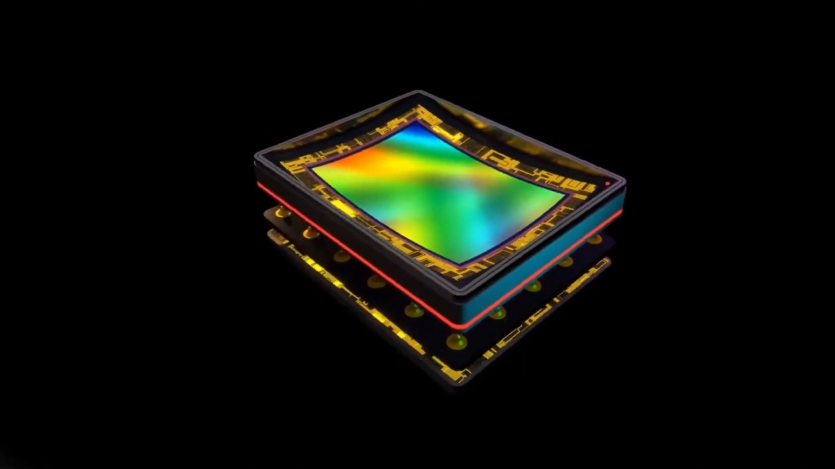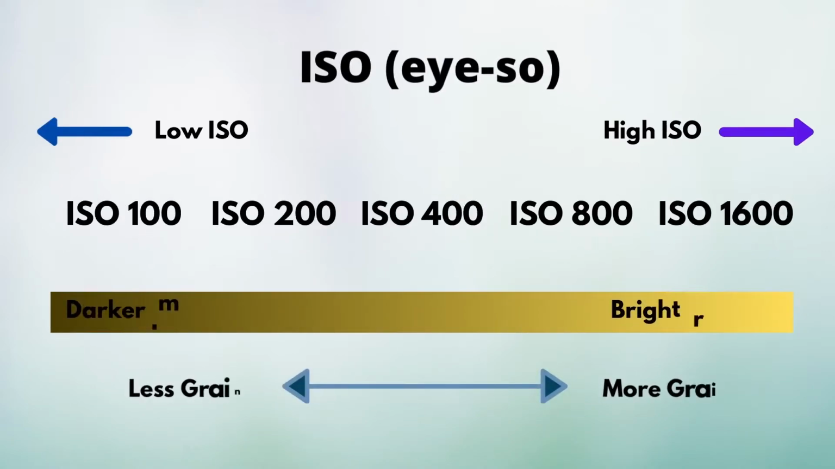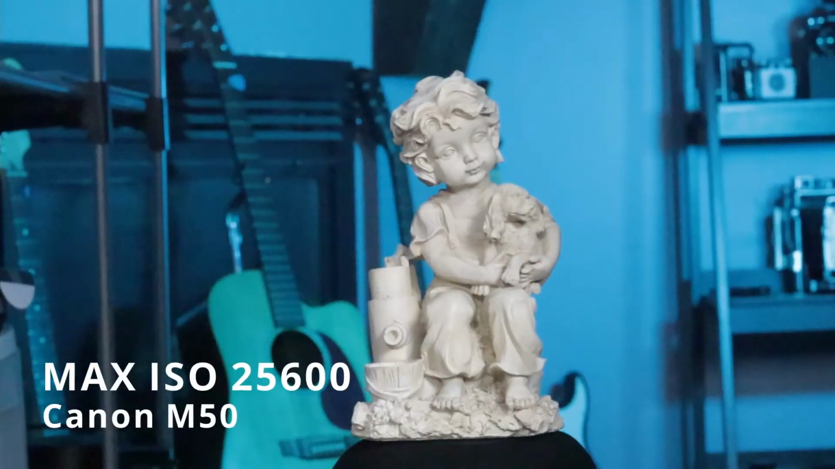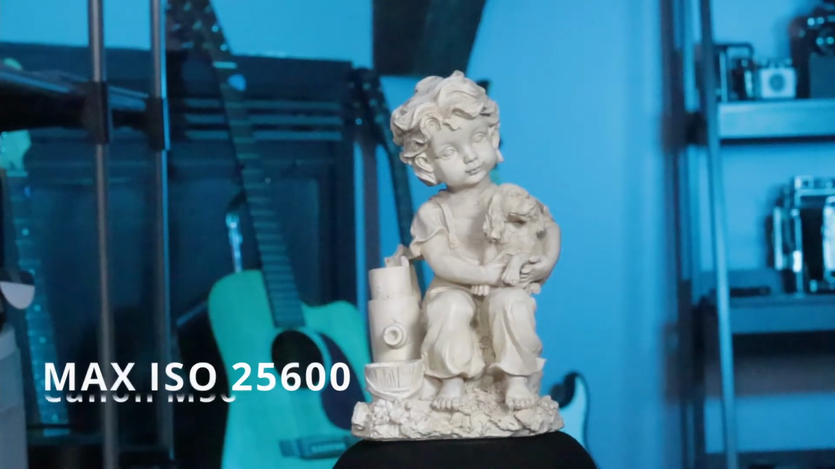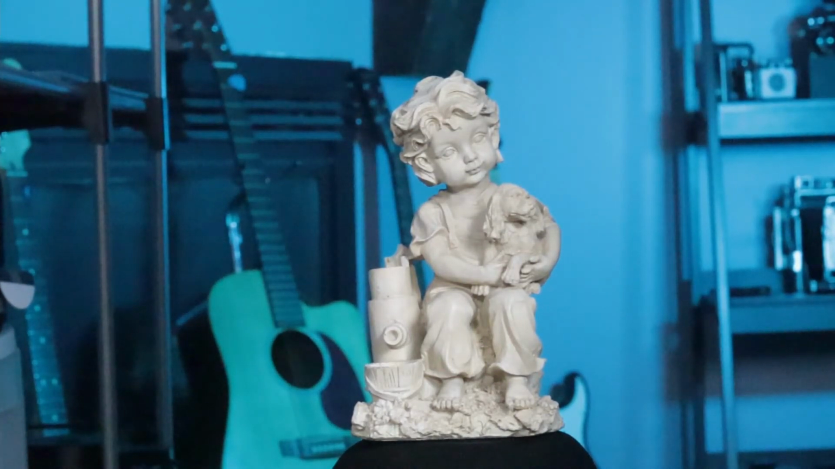And very simply, the higher the ISO number, the brighter your image is, and the lower it is, the darker the image can be. However, there is a trade-off with increasing your ISO. The more you increase that number, the more you're prone to introduce artifacting or grain in your images or video. So the general rule of thumb is to keep your ISO as low as possible.